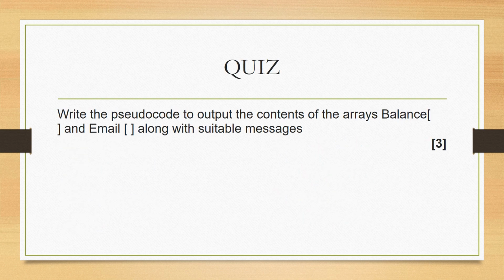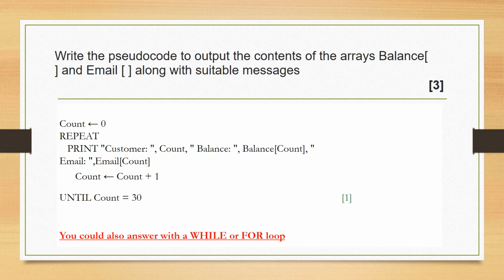Write the pseudocode to output the content of the arrays, balance and email, along with a suitable message. We just have to display the output on the screen from the balance and email arrays. So it's pretty obvious that we will be using a repeat loop, any loop. It's up to you if you want to use a repeat loop or a for loop, but you can just display the messages like this.